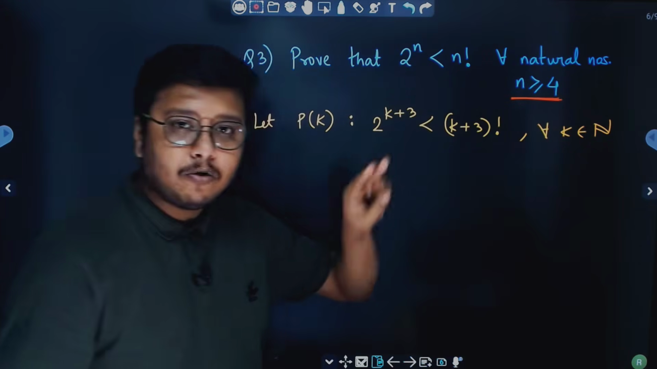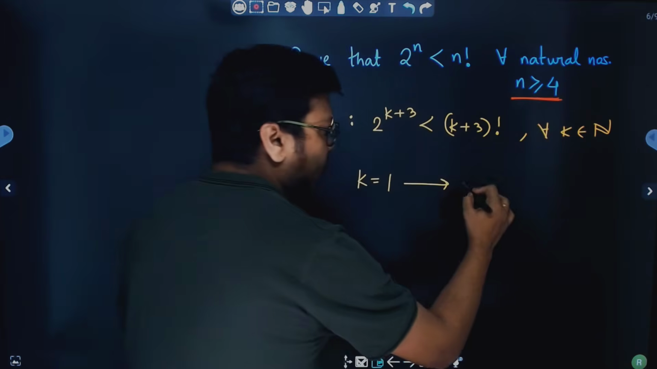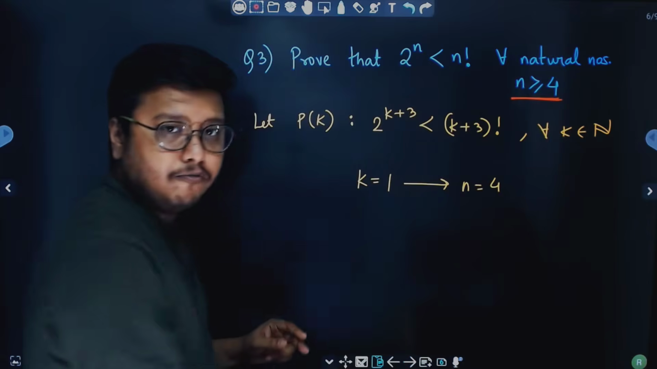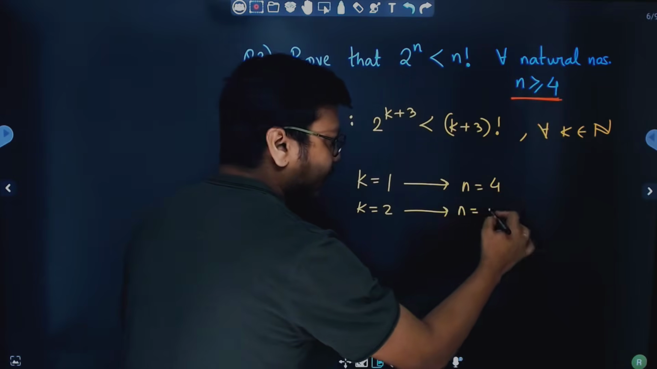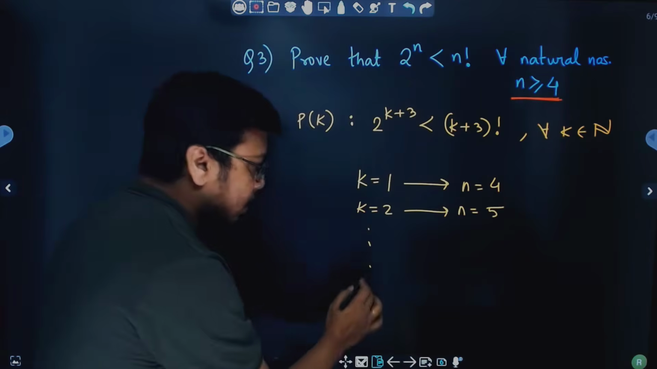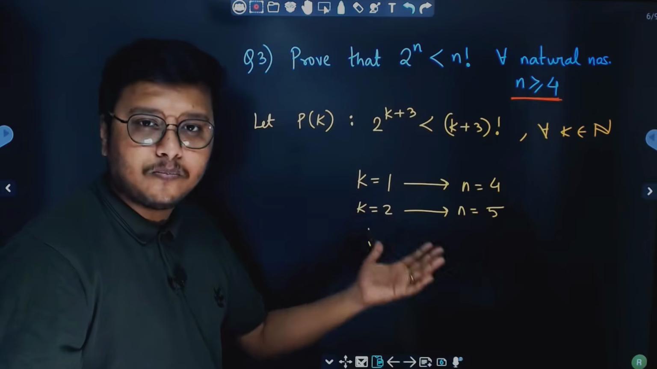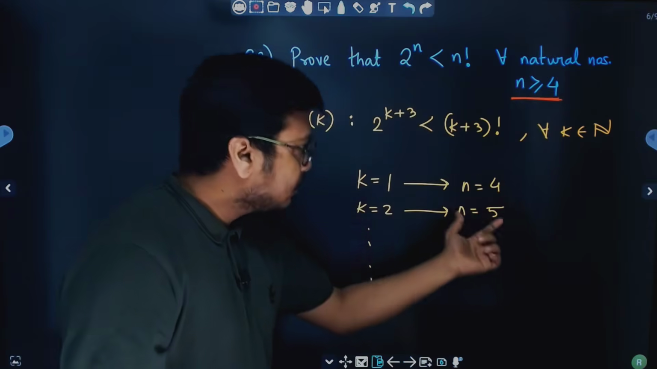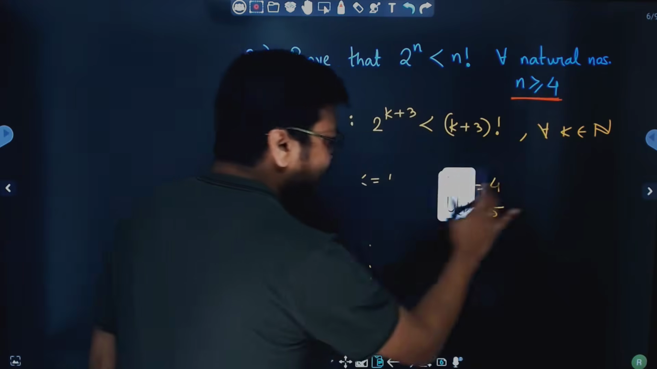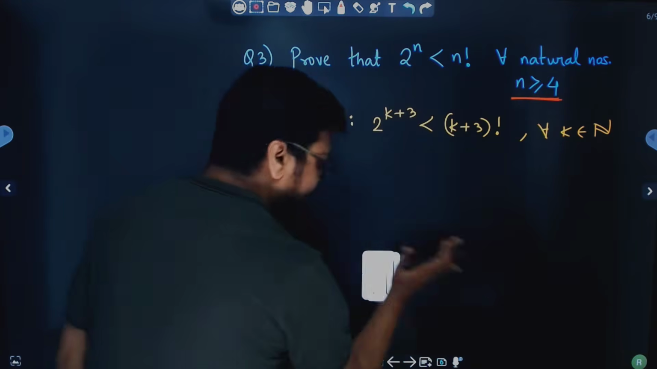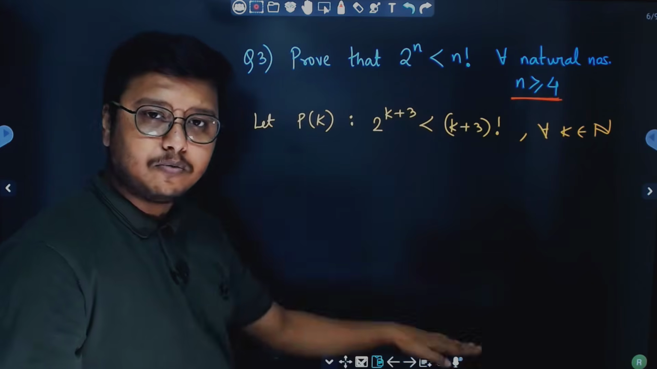If you put k value 1, you are actually doing the original question for n value 4. If you take k value 2, you are doing the original question corresponding to n value 5, and so on. So if you are able to prove the statement Pk to be true, then obviously you are proving the original question to be true. Okay, so it's just a way of manipulating the statement. All right, so we are taking this as our problem and we're going to prove this.